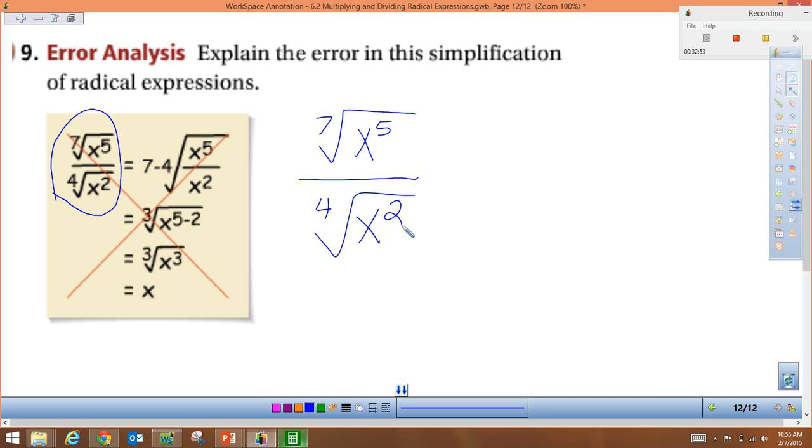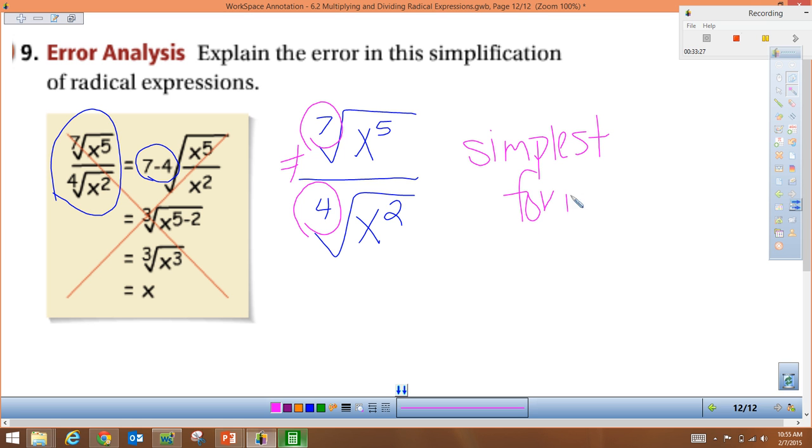This student decided to take 7 minus 4 and bring it outside. Where is the error here? Remember, you cannot simplify unless these two things are the same. If we had 2 7s or 2 4s, we definitely could have combined like they did, but since they are not equal, this is already in simplest form. We cannot go any further.